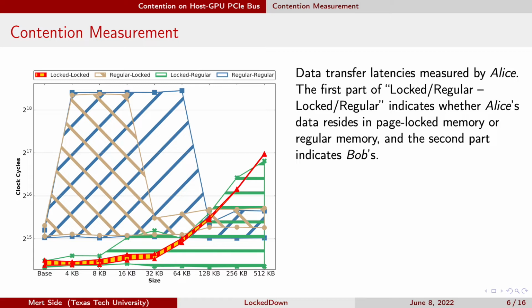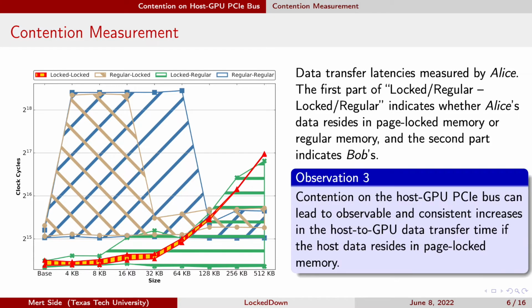We have investigated 4 different scenarios under different memory transfer types and sizes to find the optimal scenario for this side channel. We saw consistent increases in the host to GPU data transfer time if the host data resides in page-locked memory.